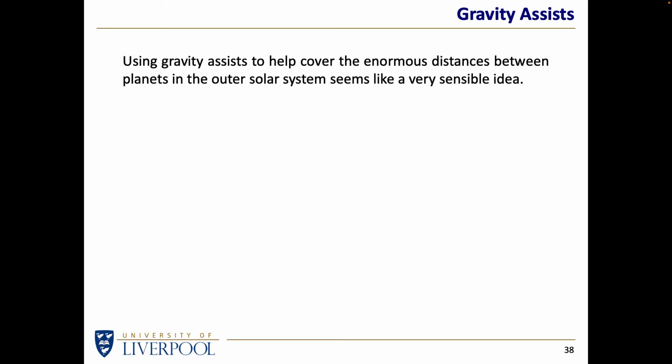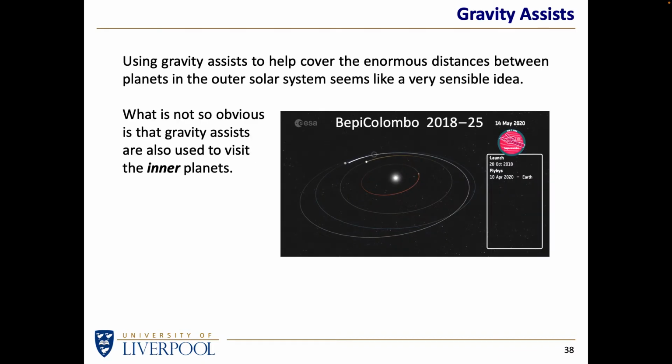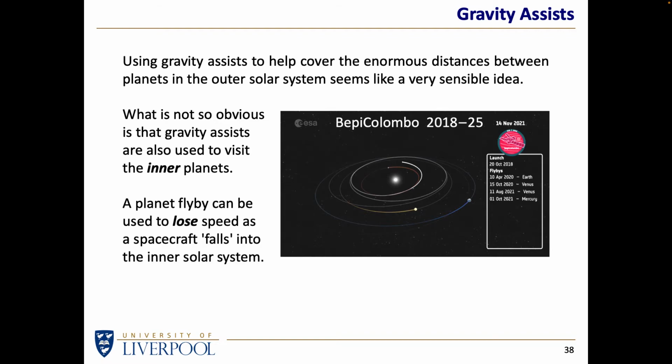The idea of using slingshots, using gravity assists between planets in the outer solar system seems perfectly reasonable. But actually, it's used for the inner solar system as well. For instance, there's currently a spacecraft on the way to Mercury, and on the way, it's flown past the Earth to get a gravity assist, and then it's flown past Venus to get a gravity assist, and then it's flown past Venus a second time to get another gravity assist. That was in August of 21. And it's now flying past Mercury multiple times to get multiple gravity assists. It's not trying to gain speed, it's trying to lose speed.